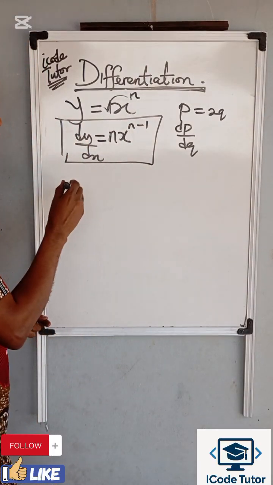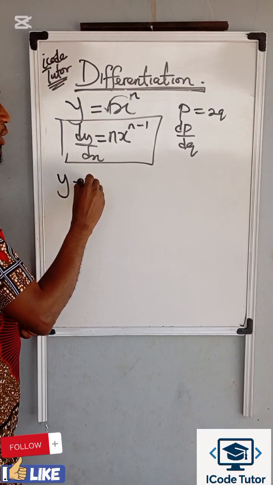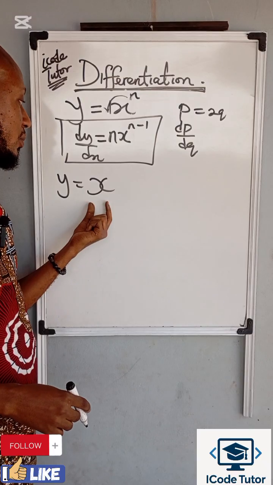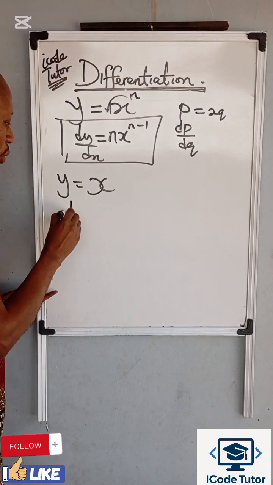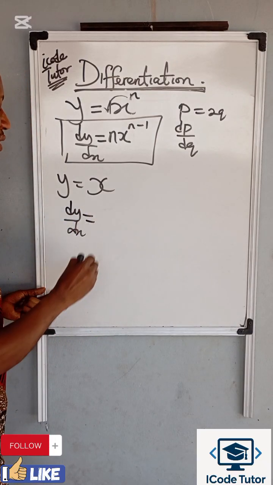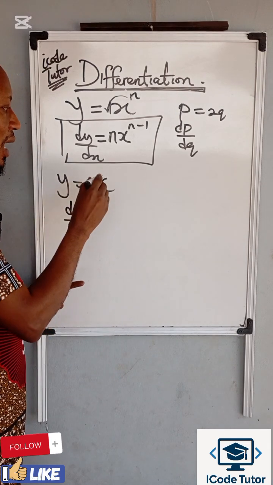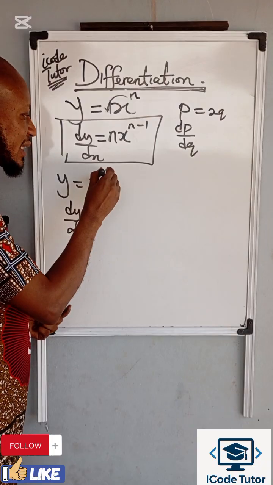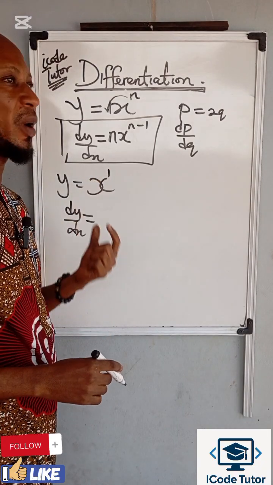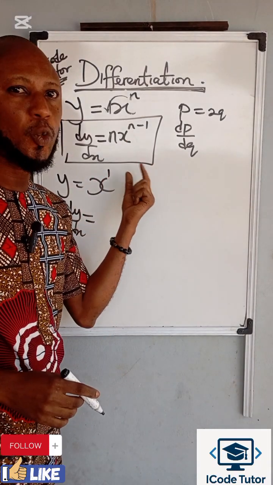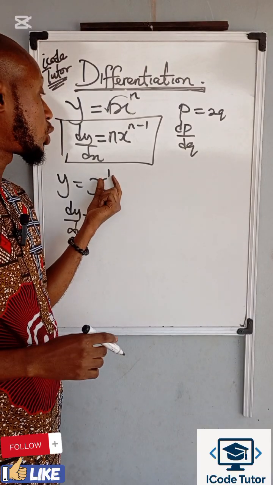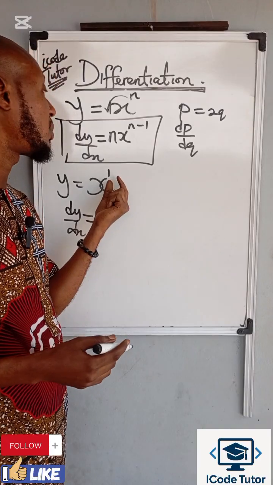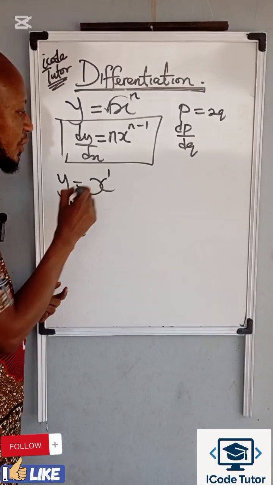Now, let's say in a situation you have y equals x, and you are asked to differentiate this particular function. Now, this one will be dy/dx equals, as I said earlier, n minus 1 at the power. That means that the power of this x is 1. That means that we have an invisible power. It's not possible for us to just write minus 1 directly. No. That means that something must be there, something must be subtracted from that 1. That means that we have the invisible 1.